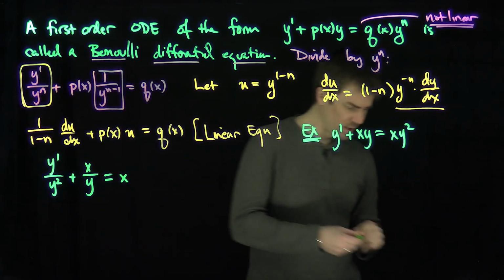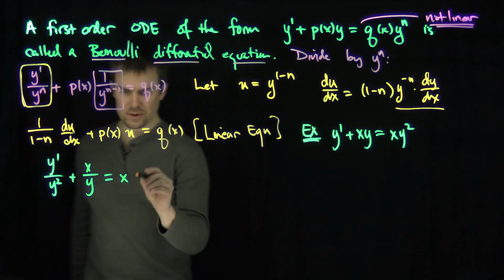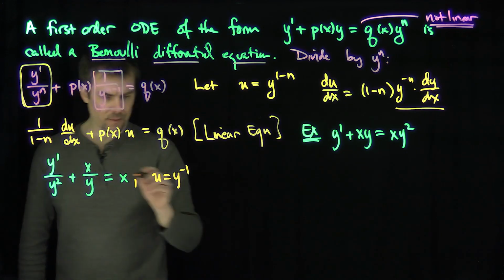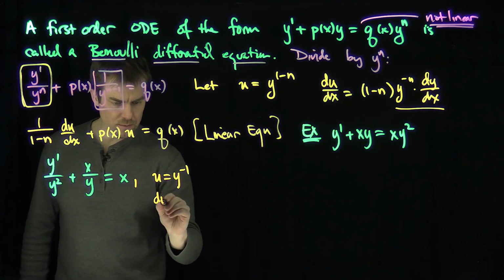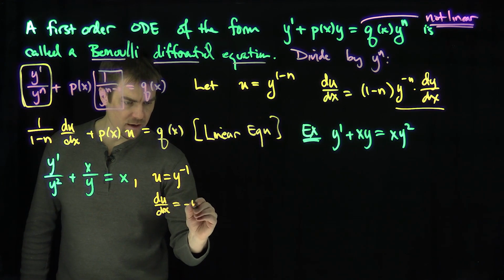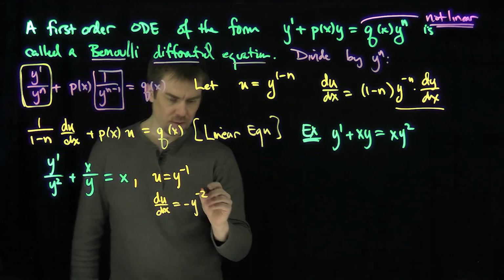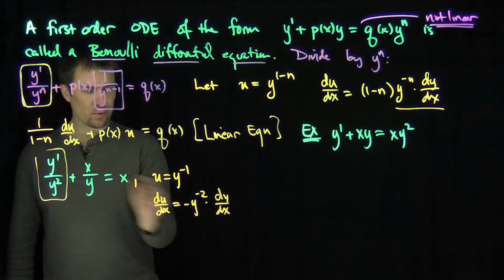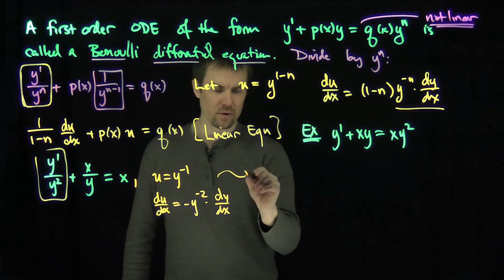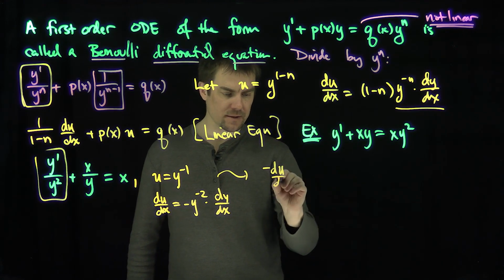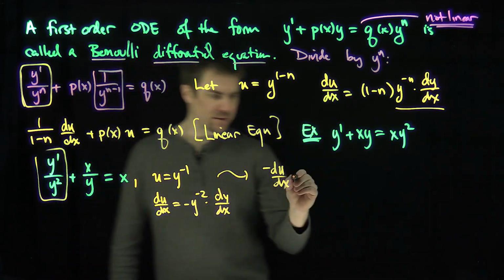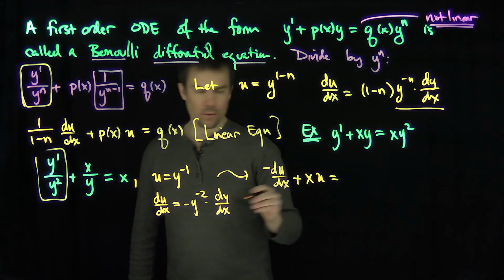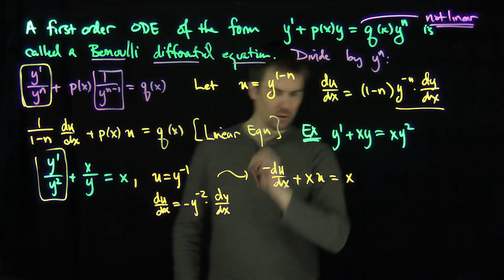And now the substitution we're making is we're going to let u be y to the negative 1. That's the function right over here. Then what will du dx be? So du dx will be negative y to the negative 2, which is what we see over here, times dy dx. So this expression is really just nothing more than negative du dx. So this will become negative du dx plus x times u is equal to x.